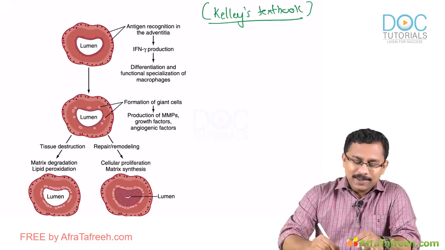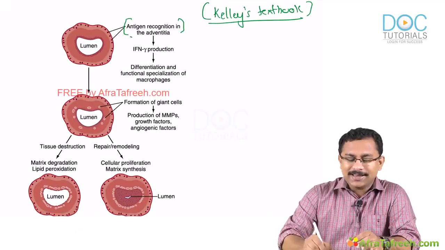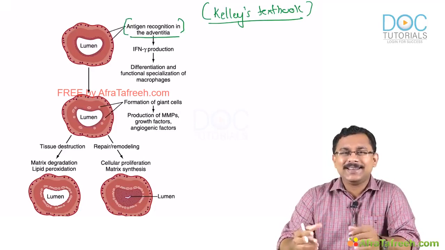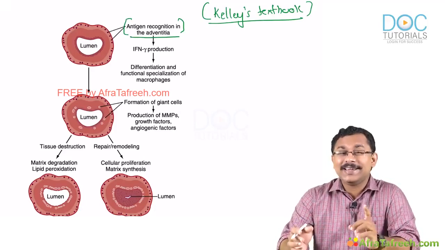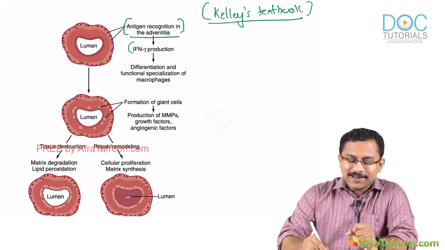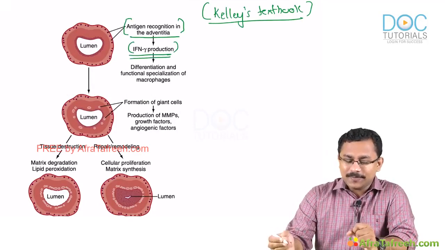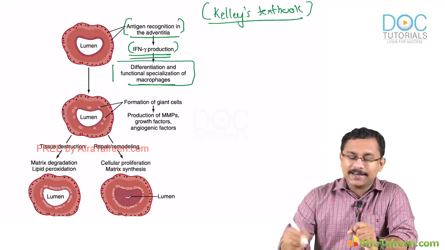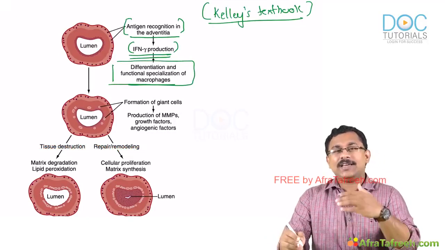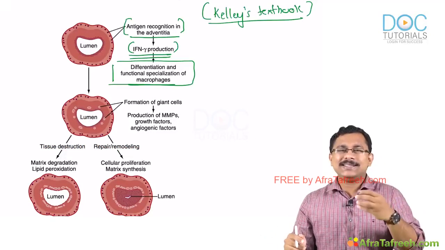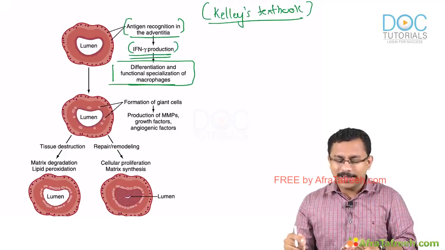So let's see the pathogenesis. The first step is antigen recognition in the adventitia. We do not know what exactly the antigen is, but again, the disease is initiated in the adventitia, and subsequently there is interferon gamma production, and then there is differentiation and functional specialization of the macrophages, because they sometimes transform to cells of the smooth muscle phenotype.